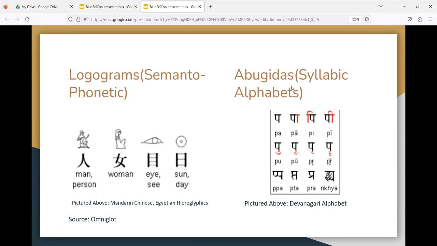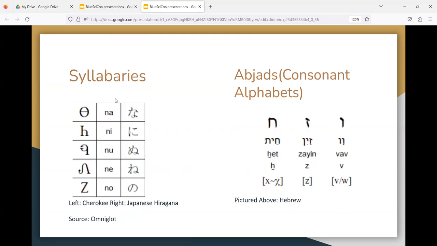Abugidas, or syllabic alphabets, are sets of characters that represent whole syllables, are generally consonants, sometimes with inherent vowels, or diacritics can be added to them to indicate vowels. We have syllabaries, which also fall underneath the syllable category. Syllabaries represent full syllables, but they usually contain both consonants and vowels, or vowels by themselves.